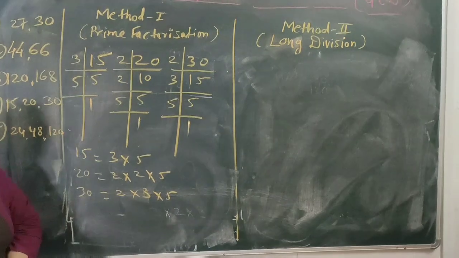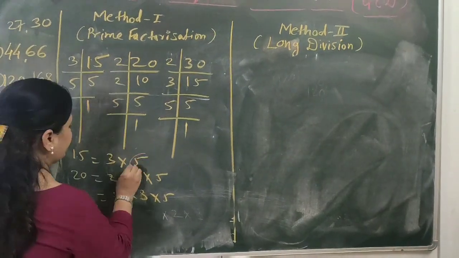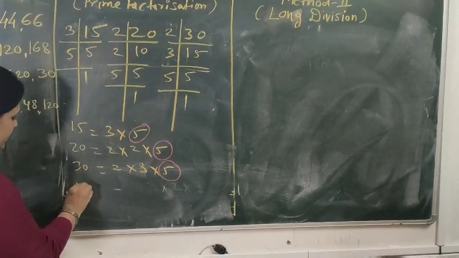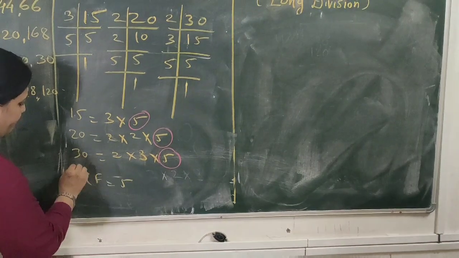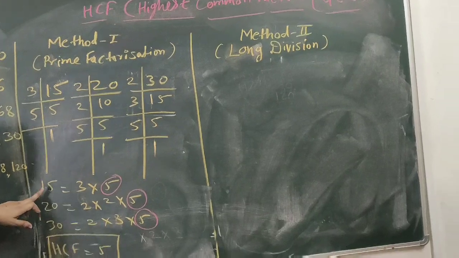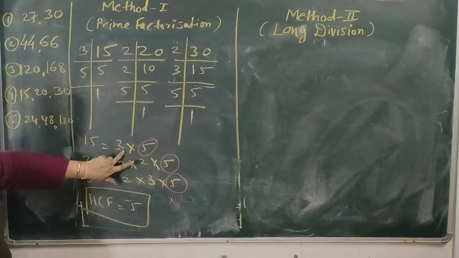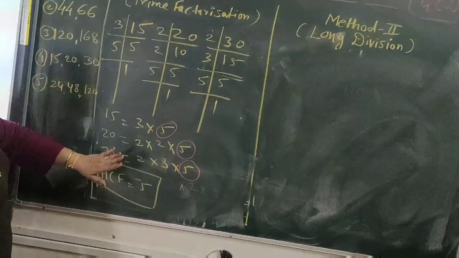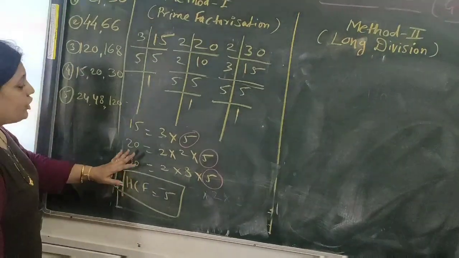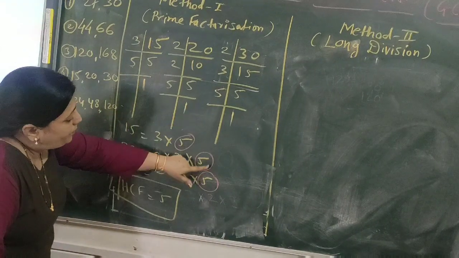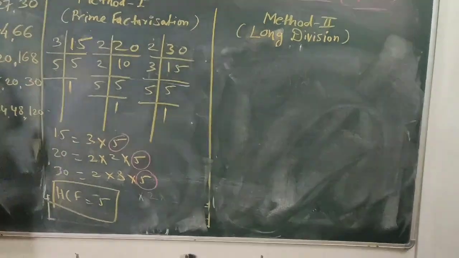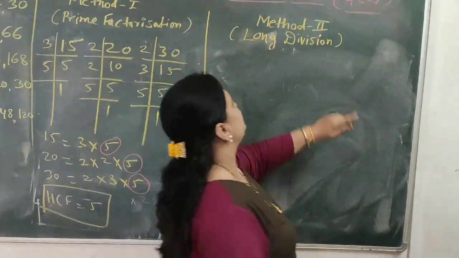So what is the common factor here? Only 5. So our SCF is equal to 5. See children, here in 15 and 30 it's common, and in 20 and 30 it's common, but we should not take it as we are taking in LCM. Here we should not take it. Only what is common in all the numbers, that we have to see, and that only we have to take as the SCF. Now we will move to the long division method.